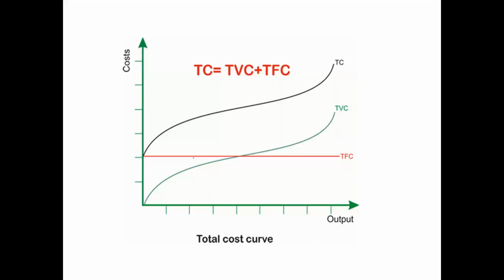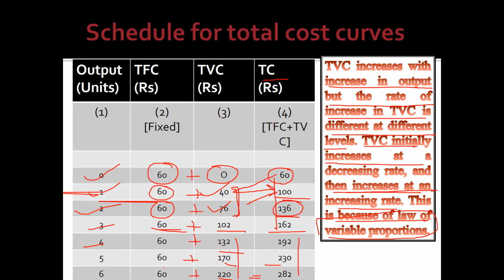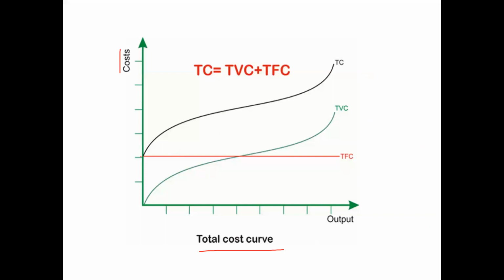Now when we see this curve of TC, TVC and TFC, on the y-axis we have taken cost and on the x-axis we have taken output. TFC is fixed, that is 60. Let's take the same example. That is constant, whether you are producing 0 unit, 1 unit, 2 units, 3 units. Whatever units you are producing, throughout this it is constant. Then this one is TVC, total variable cost, and this is the total cost.